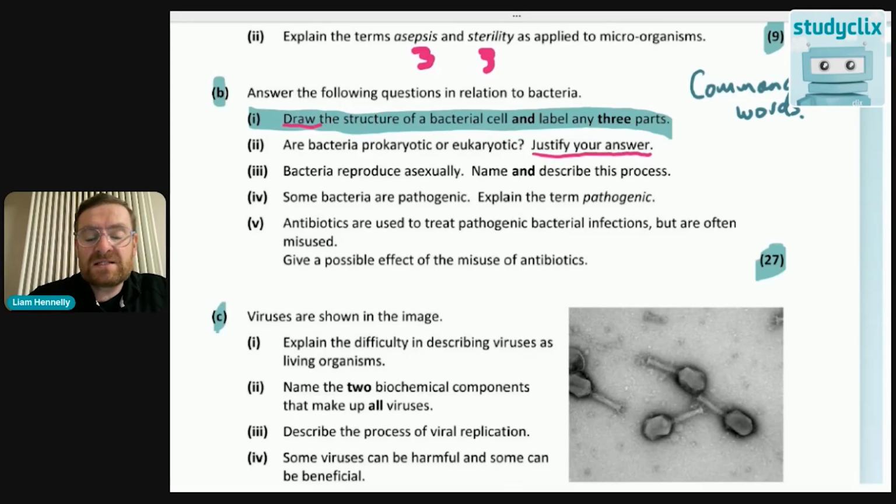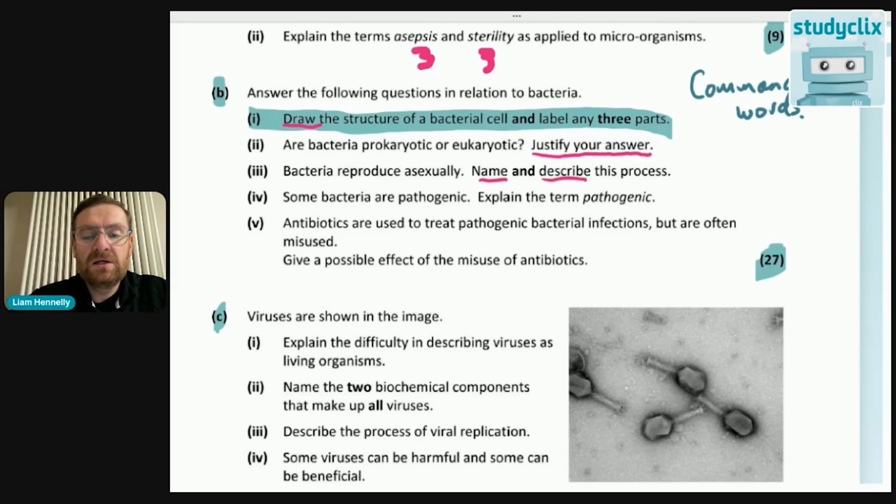Bacteria reproduce asexually. Name and describe this process. So the command word here, the first one, name, means write one thing. So the answer is binary fission. Then the next command word is describe. So here you need to write a number of bullet points. For binary fission, you'd probably be looking at 3 to 4 bullet points and a couple of diagrams.